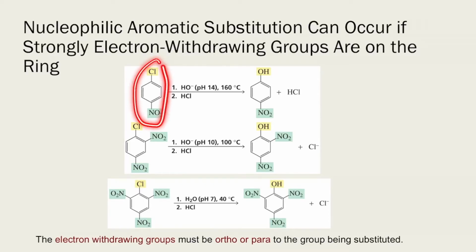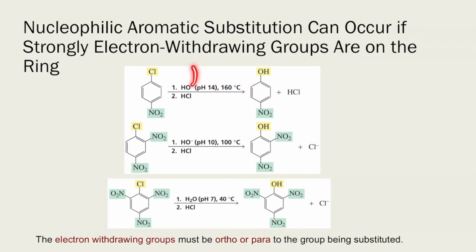Now let's take the first compound. Here you have the leaving group. Cl is the leaving group, and you have the electron withdrawing group right here in the para position. Okay, and there is only 1 nitro group, 1 electron withdrawing group here. For this particular reaction to occur, you subject it to a very harsh condition where the pH is 14, which is really basic, and the temperature is 160 degrees Celsius.